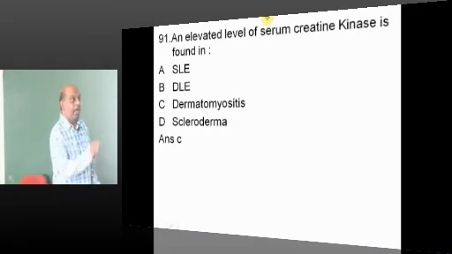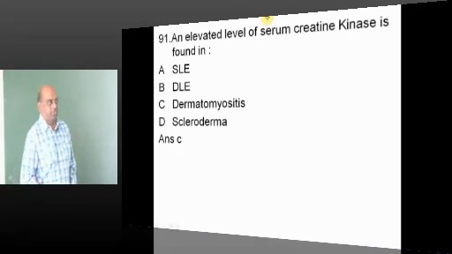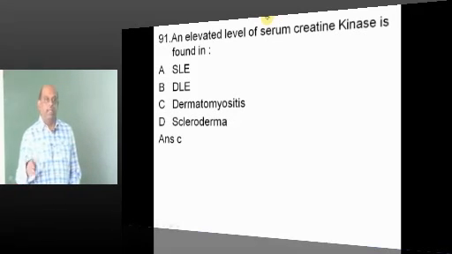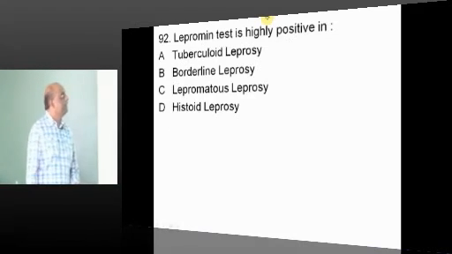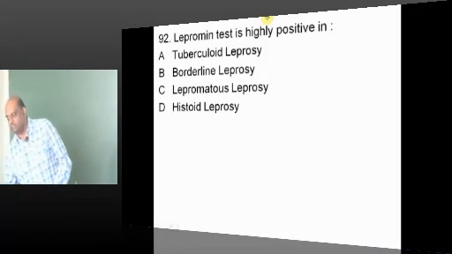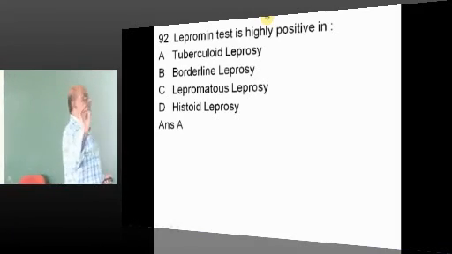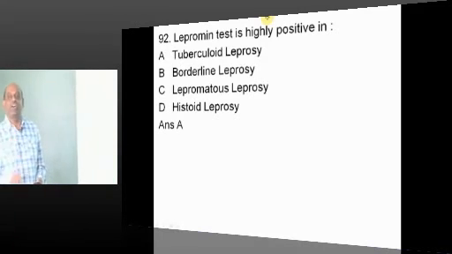Okay, doctor? So high CPK levels is a characteristic feature in a proximal muscle weakness. If a woman presents to you, to confirm that it is a case of dermatomyositis is what need to be remembered. Lepromin test, where is it highly positive, doctor? Tuberculoid. Super.